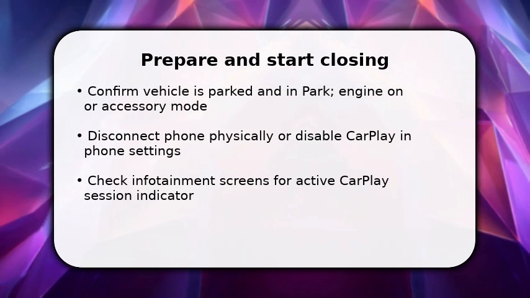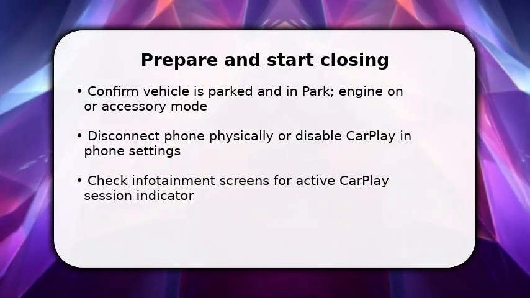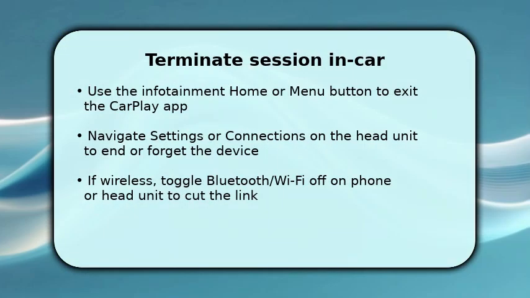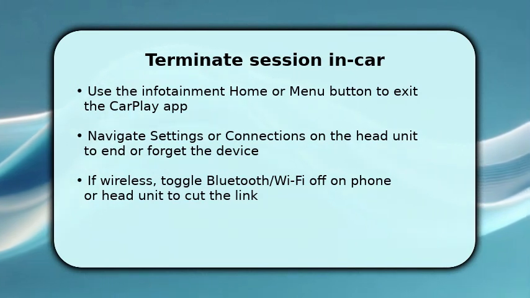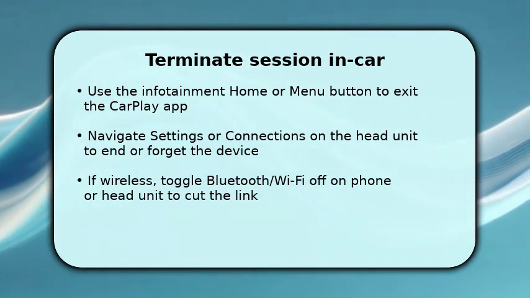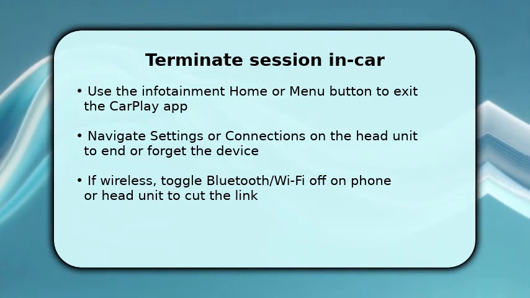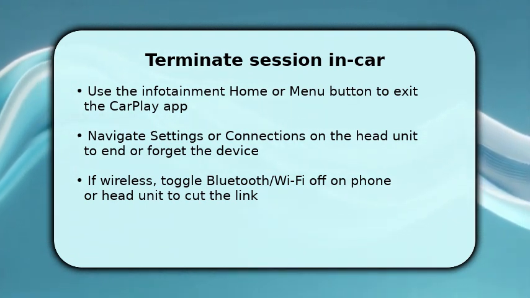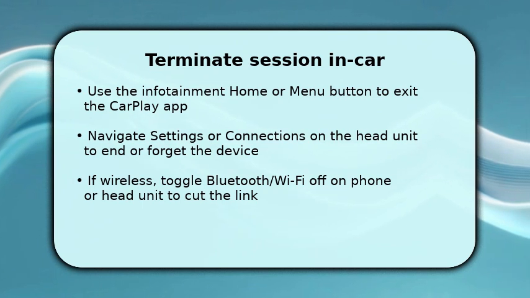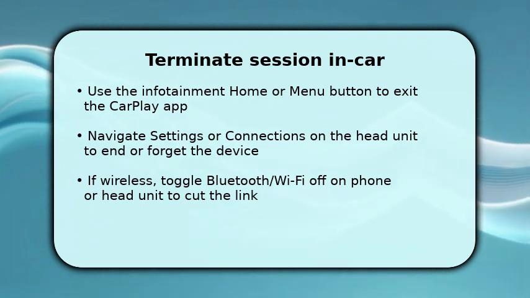Now take direct action in the car. Press Home or Menu on the head unit to exit CarPlay. Navigate to the unit settings or connections to find the paired phone and choose End Session or Forget Device. For wireless CarPlay, you should also turn off Bluetooth and Wi-Fi on the phone or in the head unit. This removes the handshake that reestablishes the session.